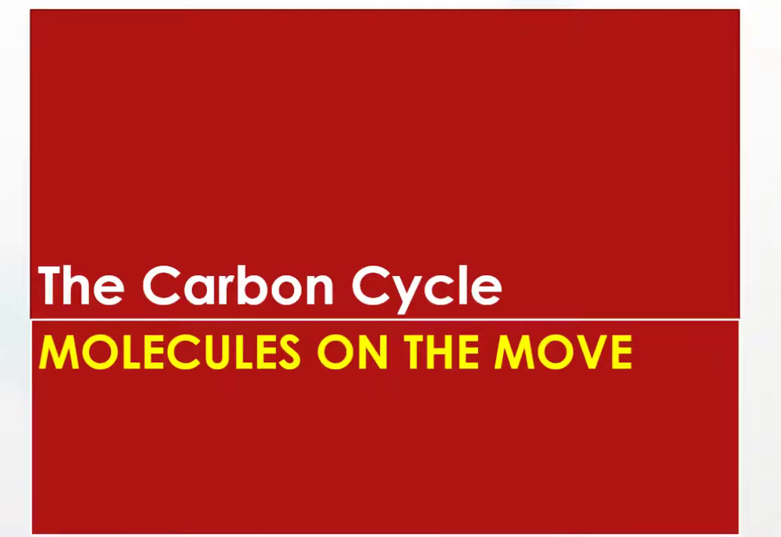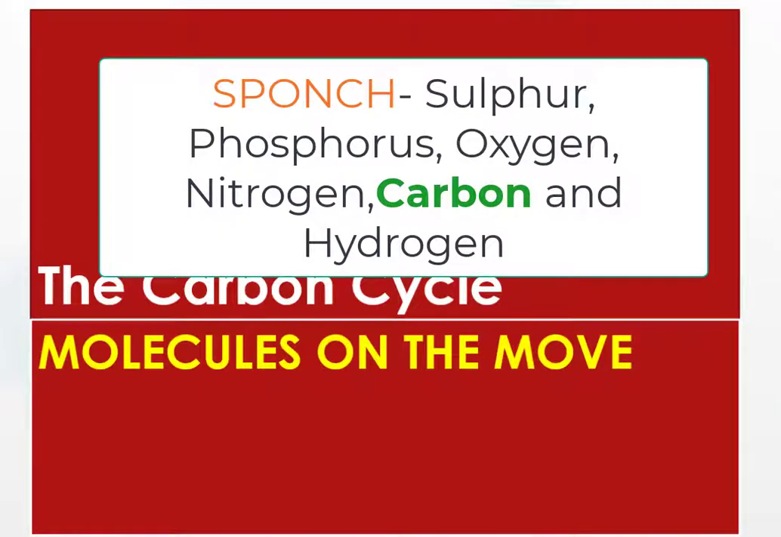The carbon cycle. As we studied before, nutrients are neither created nor destroyed. So, the most important nutrients, or macronutrients, must be recycled in the ecosystem to keep the continuity of life on Earth. These macronutrients, which are the most important constituent elements of biochemical molecules that you learned in grade 11 chapter 2, like SPONCH, that means sulfur, phosphorus, oxygen, nitrogen, carbon, and hydrogen, must be recycled in the ecosystem.